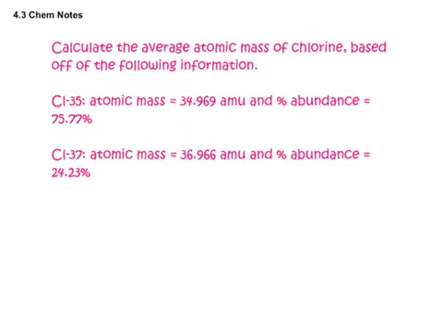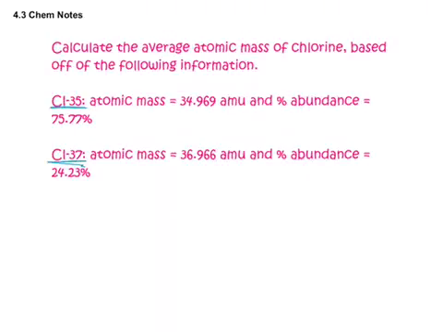So to calculate the average atomic mass of chlorine, it's going to be based off of the following information. So we have two isotopes of chlorine, chlorine-35 and chlorine-37. And so if we have chlorine-35, its atomic mass is 34.969 AMU, and it has a percent abundance of 75.77%. So that means if we take all the chlorine in the world, 75.77% of that chlorine will be chlorine-35.